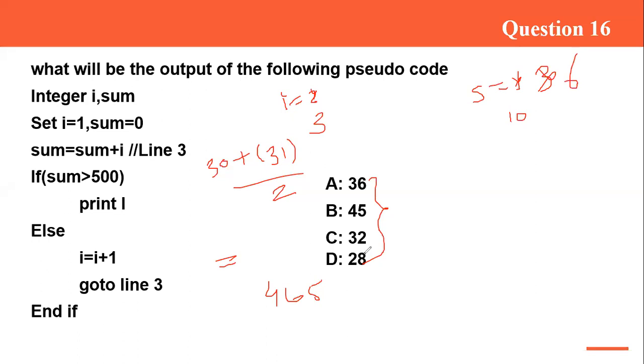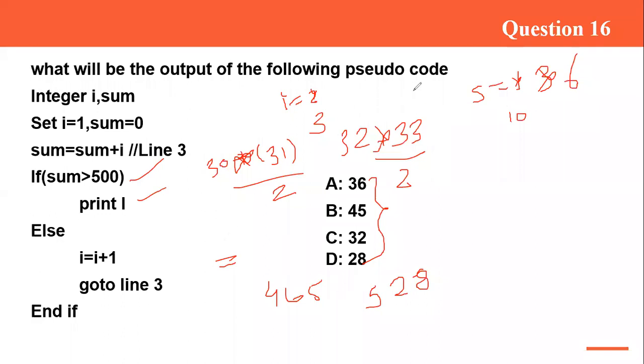If I check directly with 32, what will I get? 32 into 33 by 2. The formula is n into n plus 1 by 2, my mistake. What are you getting? 528. So that 528 is greater than 500. That's why it will print I value, which is nothing but 32.